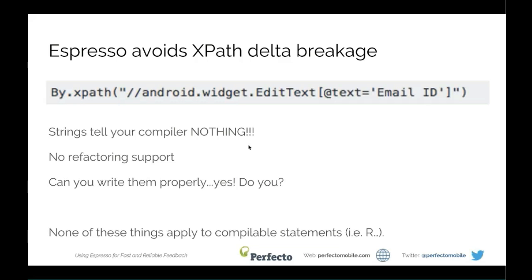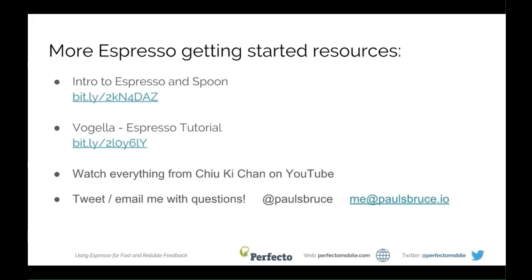But I would suspect that every single person who is writing good XPath knows why they have to write good XPath, because they felt the pain of scripts that are breaking simply because there was a little bit of delta or change between the app and the script itself. So none of these statements really apply if you're using a pattern like the R.id pattern in Espresso. And so that's the other reason why it's a little less flaky.